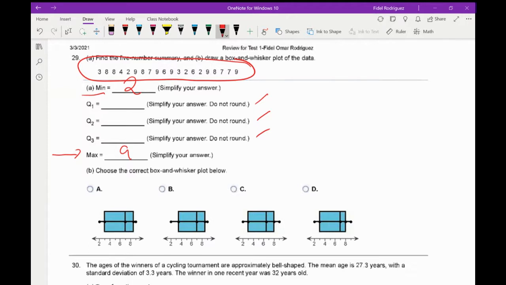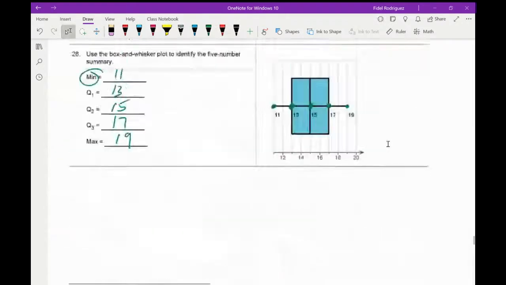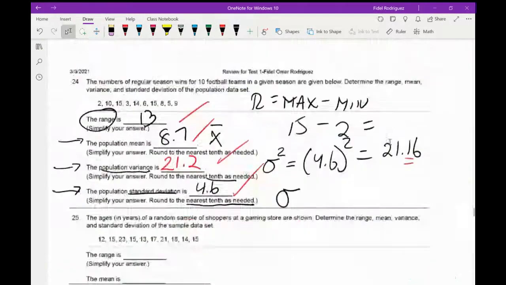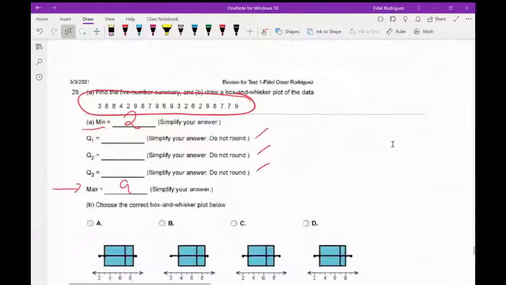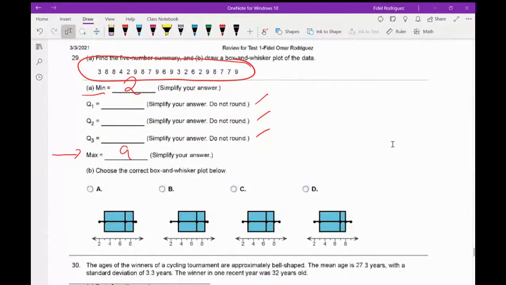Now, for these next parts, the Q1, the Q2, and the Q3, guys, I'm going to use my calculator again, basically the same thing that we did a little while ago with the other problem. I already forgot which one it was. For number 24, we're going to do that same process for number 29. So let me stop sharing this piece here, and I'm going to share my calculator again.